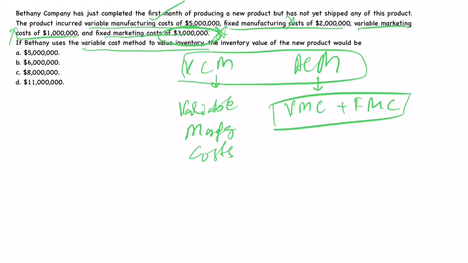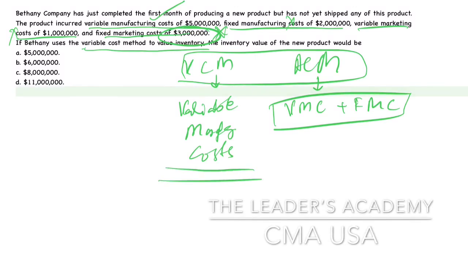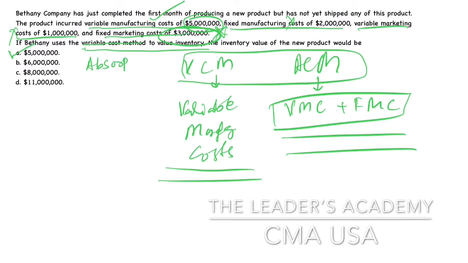So what you should understand now is they are asking us to calculate the inventory value through the variable cost method. In the variable cost method we consider only variable manufacturing costs, and in the absorption costing method we consider variable plus fixed manufacturing costs. That's why the answer is option A, just $5 million. If they had told absorption cost method instead, then the answer would be 5 plus 2, that is $7 million.